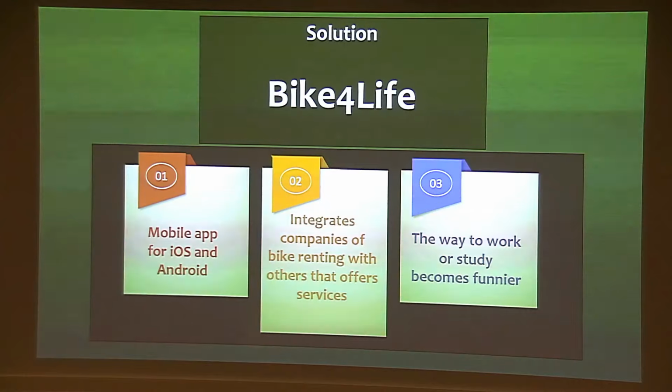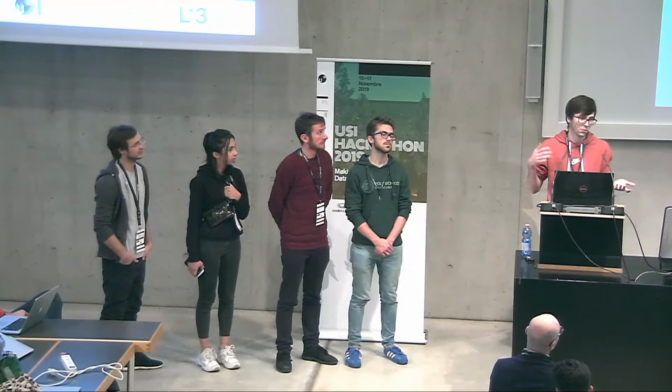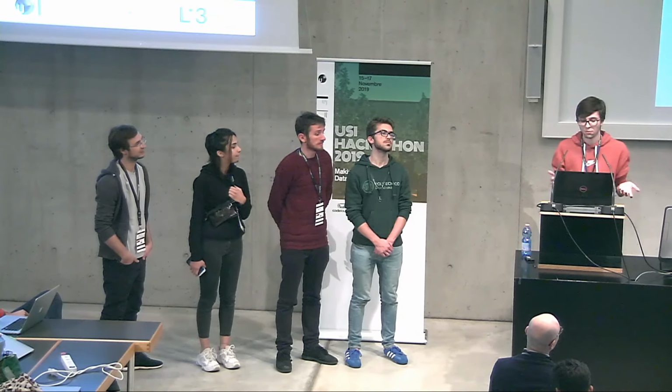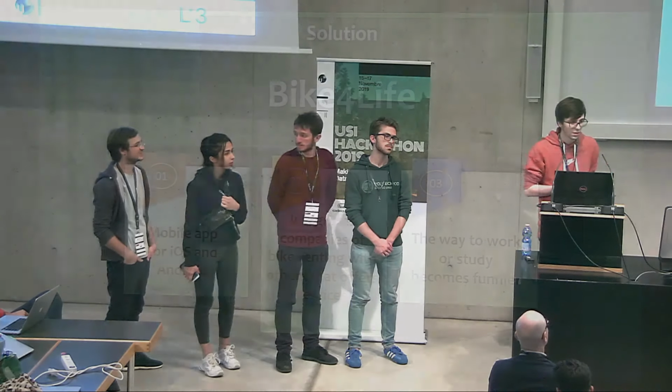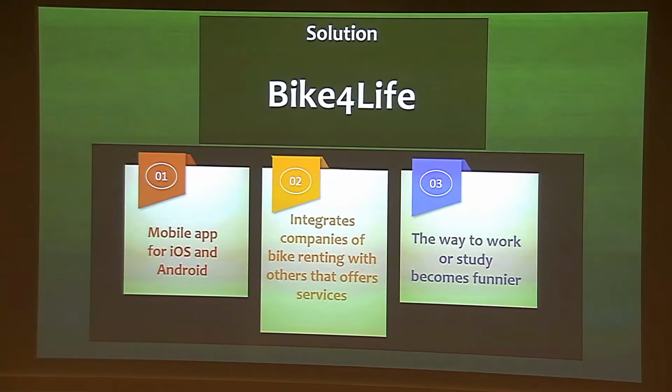It's a mobile app for iOS and Android that integrates bike renting companies with other companies that offer services, for example, restaurants, markets, or even train transportation companies. So our idea is to be the Move It of Google Maps. Move It does the same thing as Google Maps, but offers a better user experience for the users. We want users to be able to rent bikes as well, but with a better user experience.